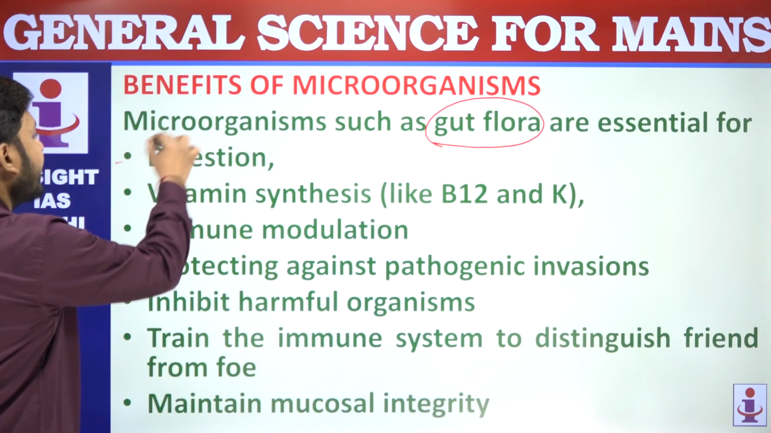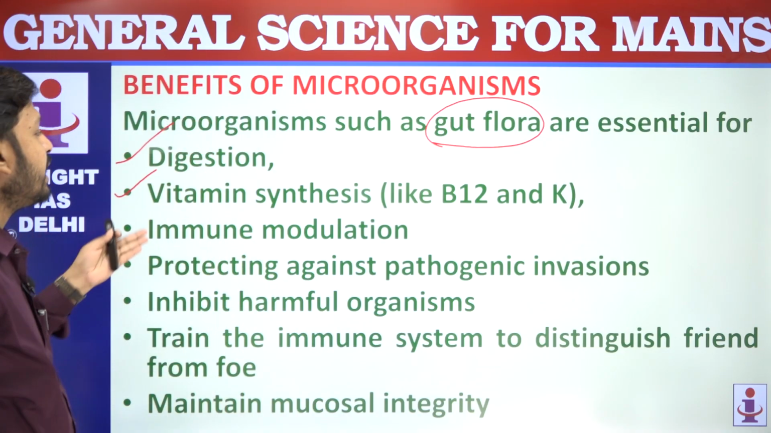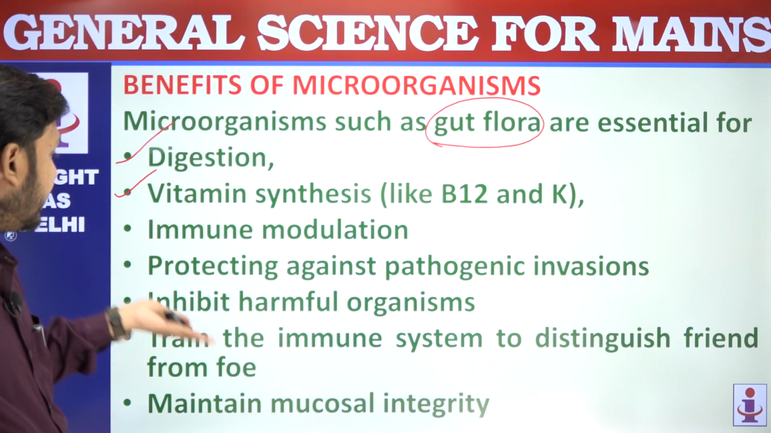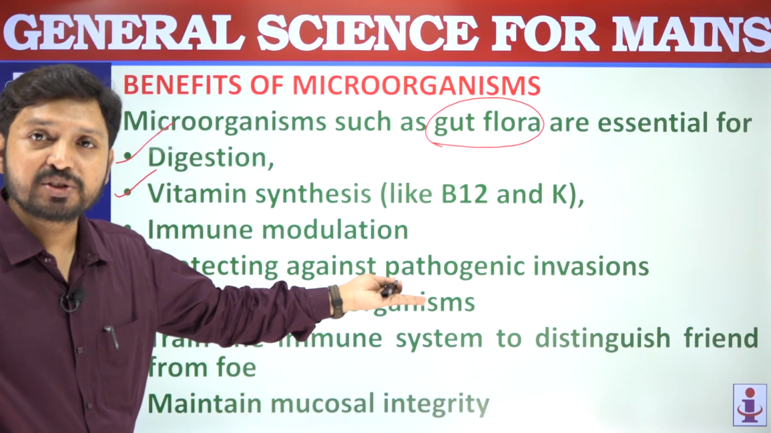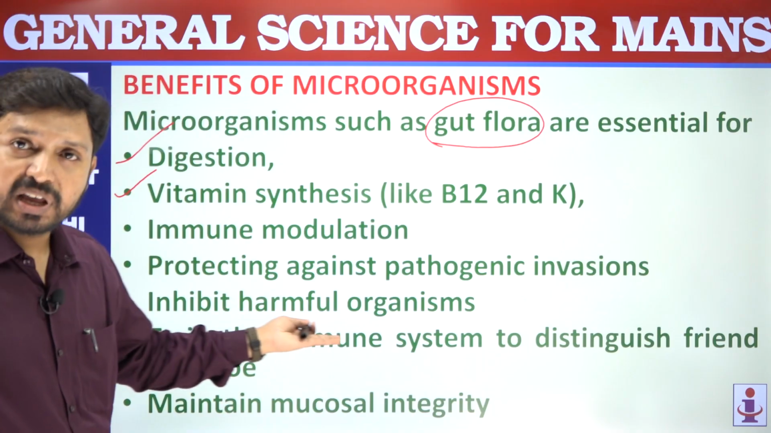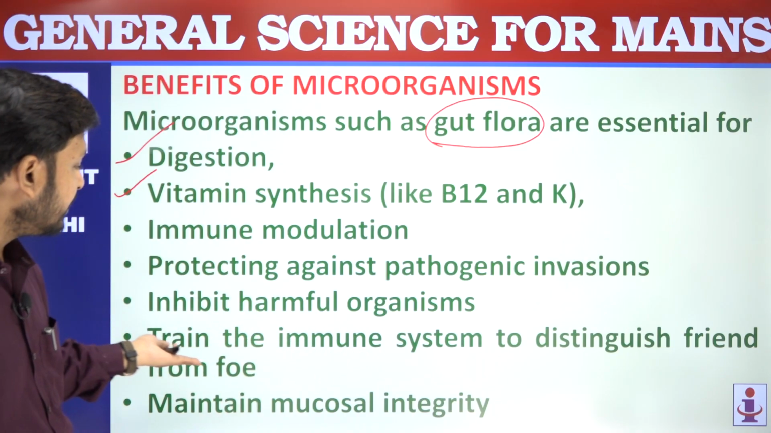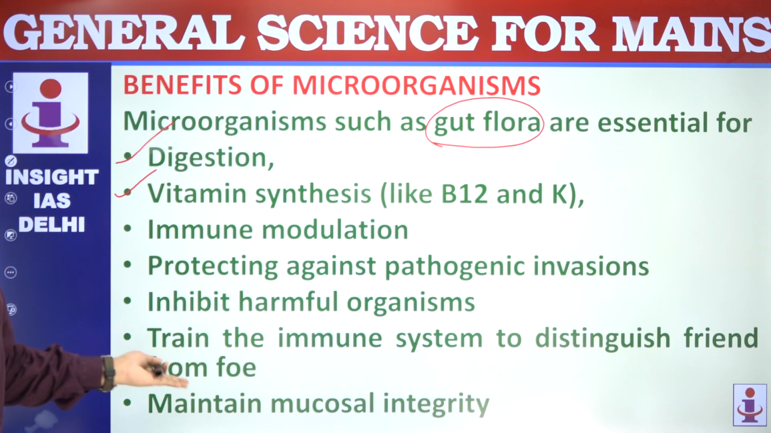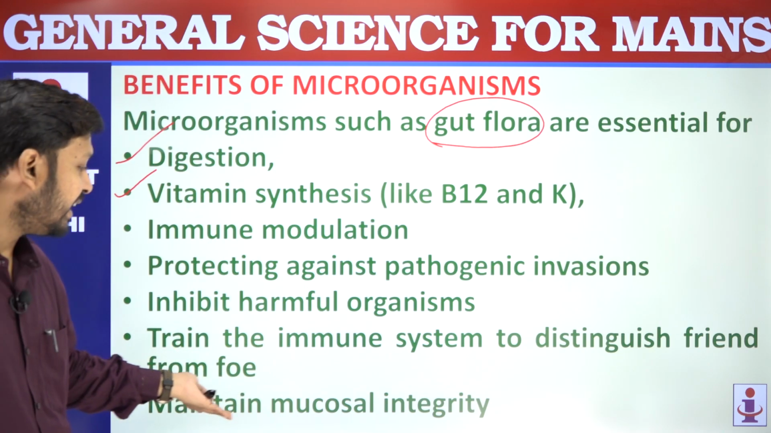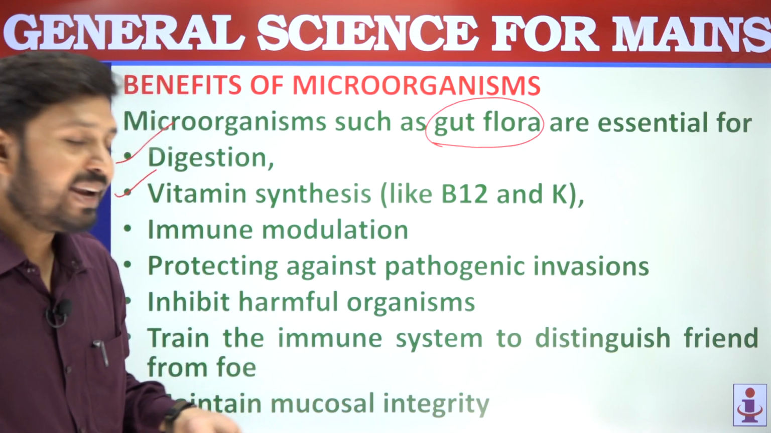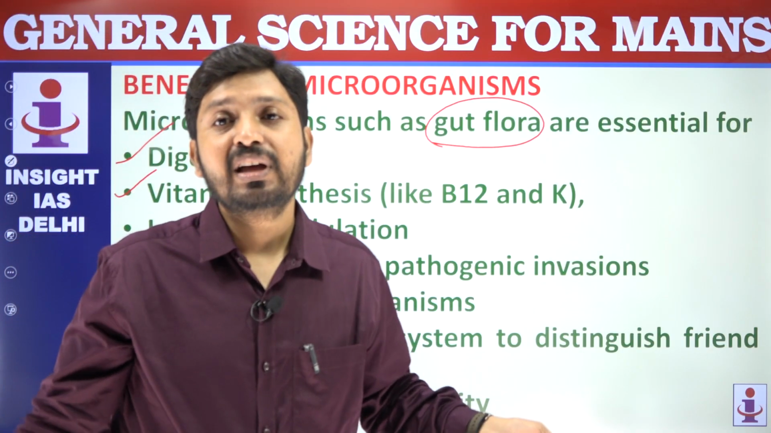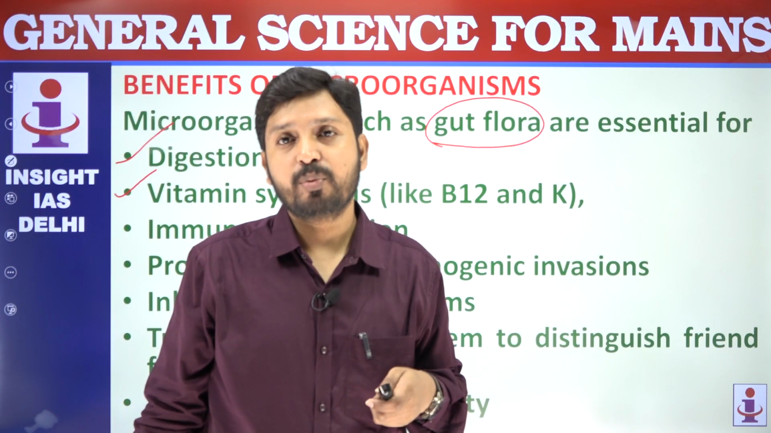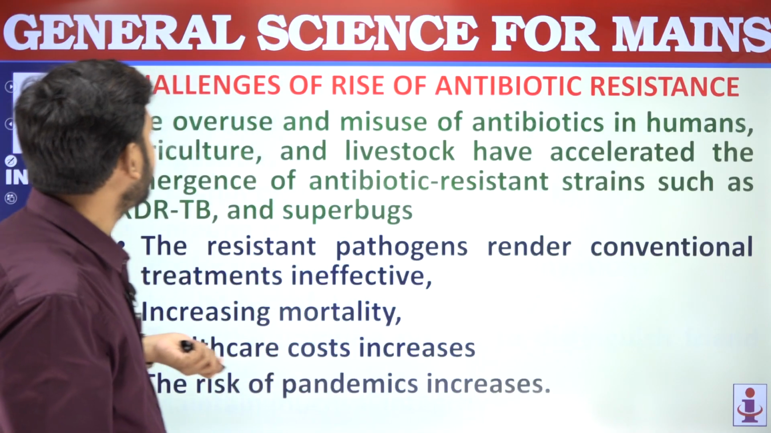For example, they help in digestion, and they also help in vitamin synthesis like B12 and K, and help in immune modulation, protecting against pathogenic invasions and inhibiting harmful organisms. They also train the immune system to distinguish friend from foe, and help in maintaining mucosal integrity. So these are some of the benefits that happen because of the gut flora in our body.